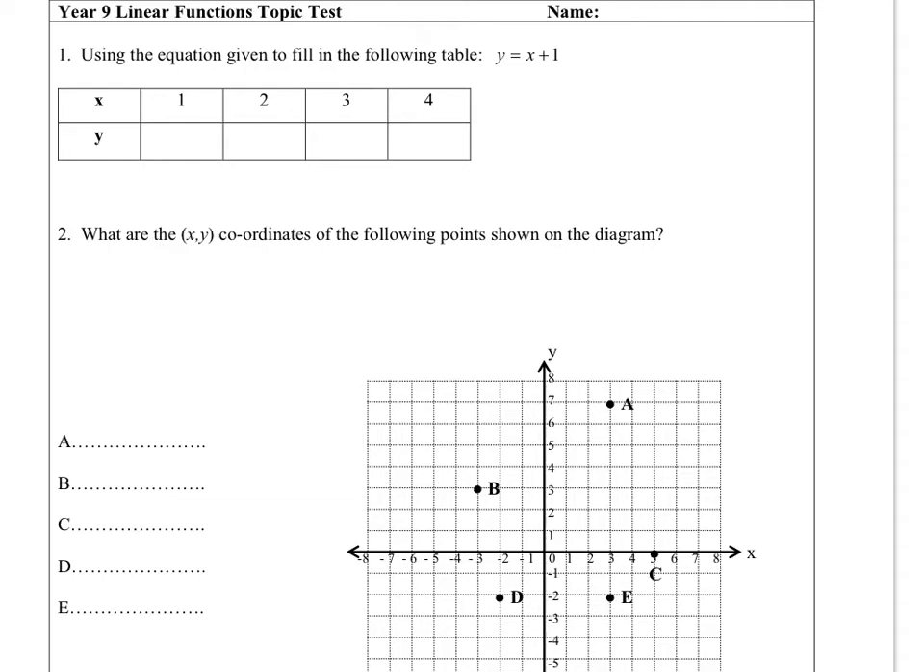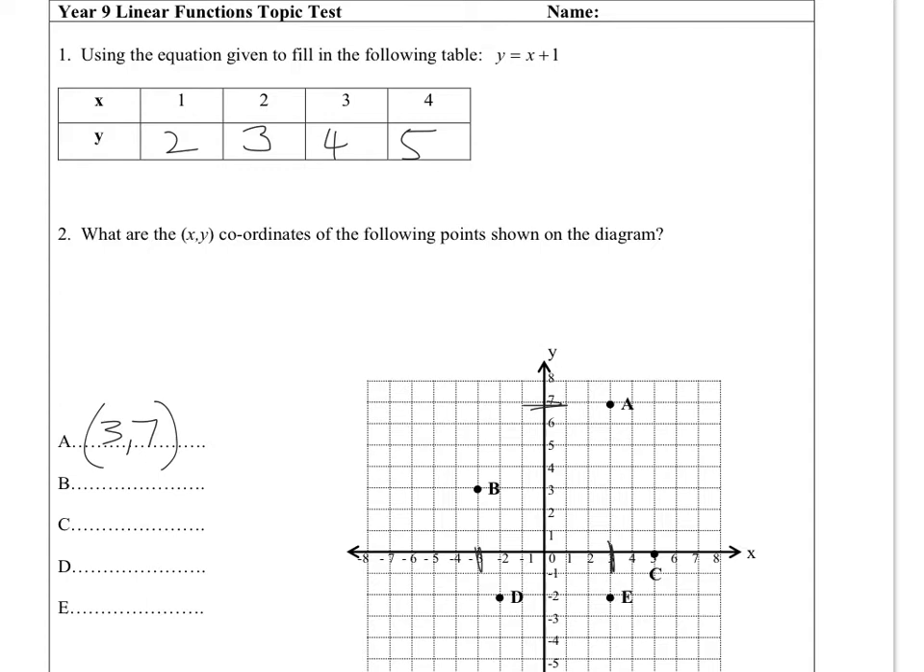Okay, question 1. Subbing the x values into the equation, x plus 1, so 1 plus 1 is 2, 2 plus 1 is 3, 4, and then 5. What are the x and y coordinates of A? So x first, so (3, 7), and it must be in a bracket.